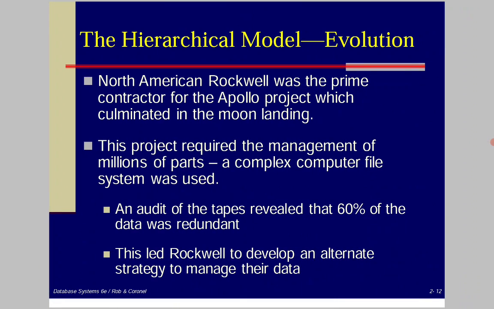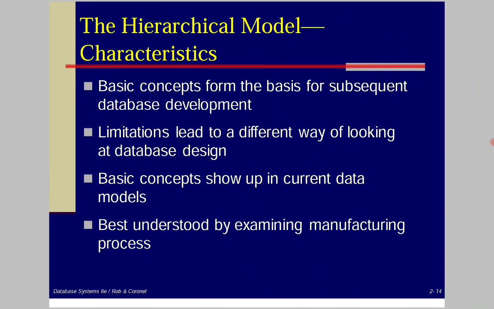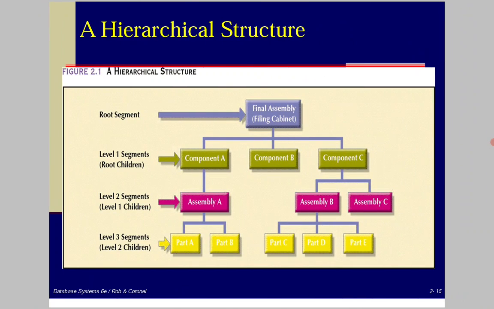So the first model is the hierarchical model. What is the hierarchical model, and what are its characteristics? Its basic concepts form the basis for subsequent database development. Its limitations lead to a different way of looking at database design. The basic concept shows up in current data models, and is best understood by examining the manufacturing process. This is a simple example of a hierarchical structure.